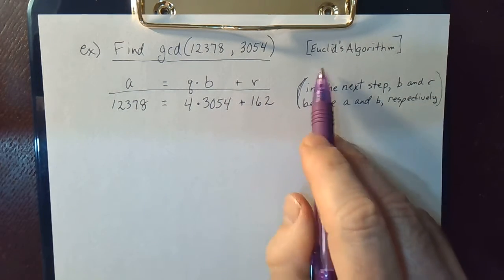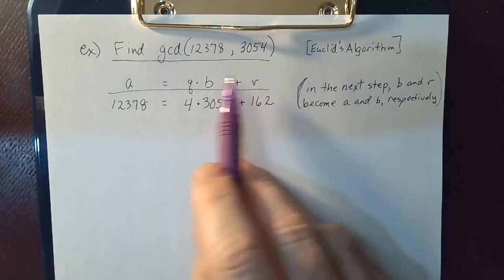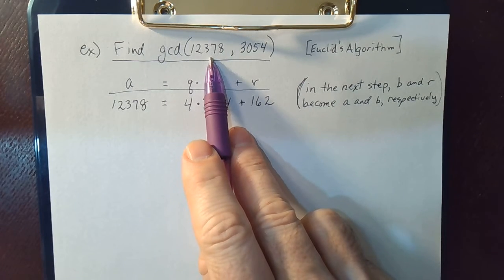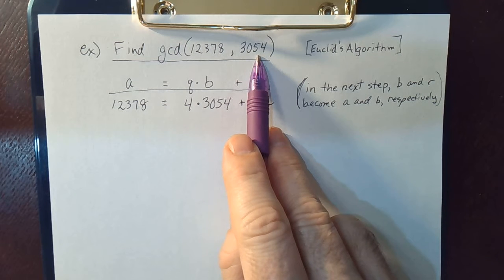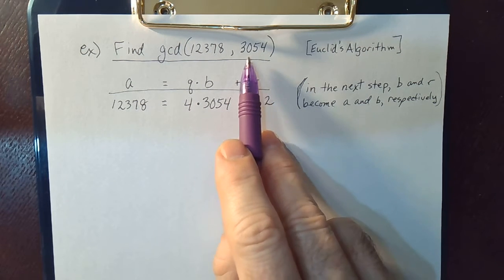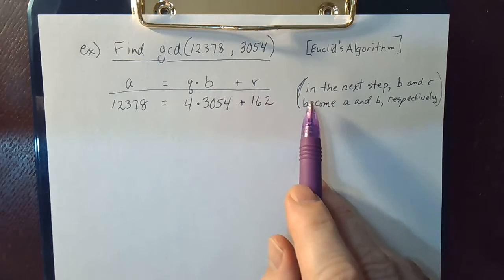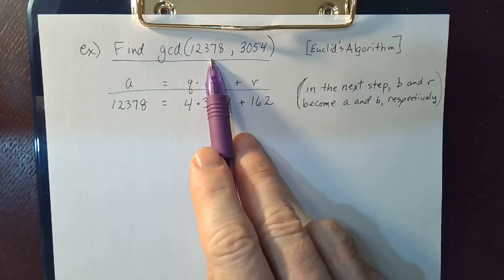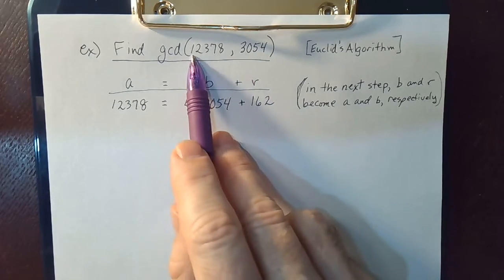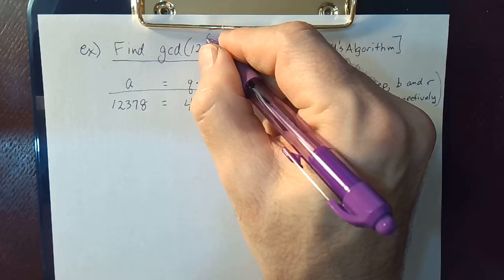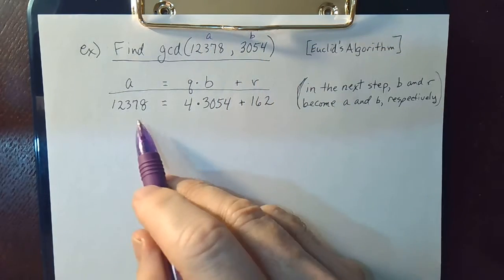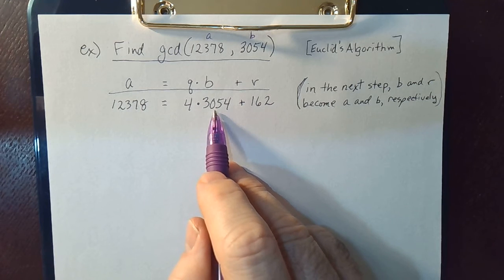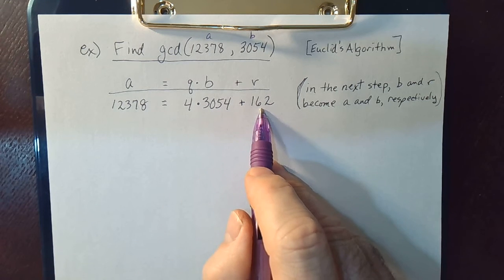In this video, we're going to use Euclid's algorithm to find the greatest common divisor of these two numbers, 12,378 and 3,054. Well, recall what we do is we repeatedly use the division algorithm. So we start off using the division algorithm by, this will be our A, and this will be our B. And we note that A is equal to 4 times 3,054 plus 162.